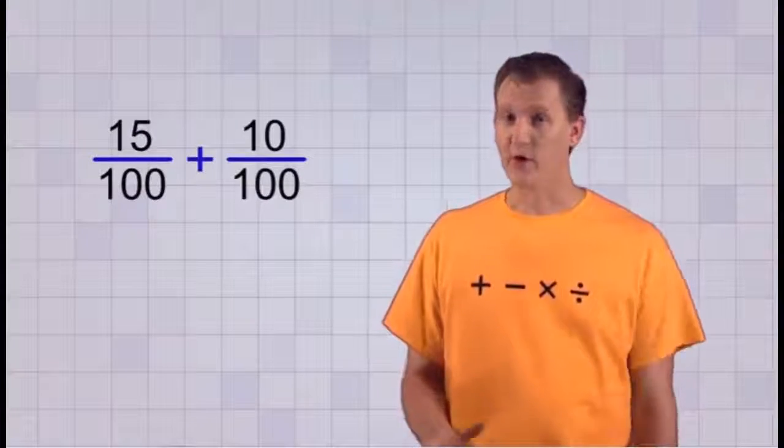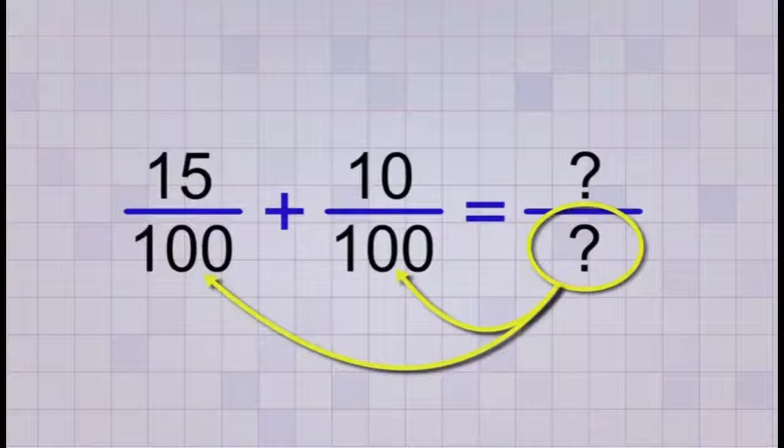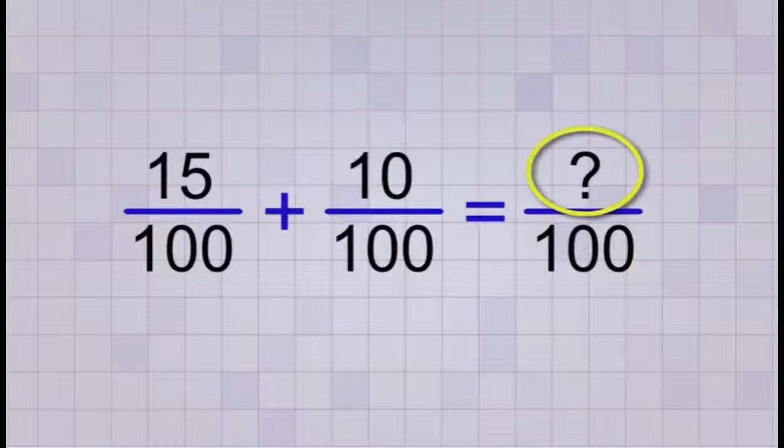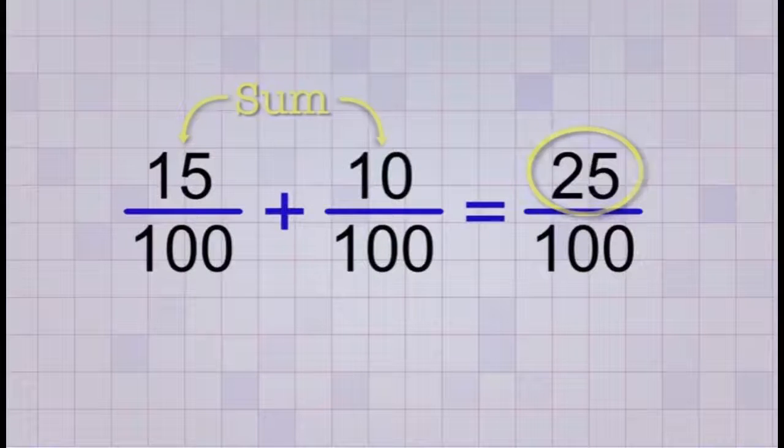First, let's write out the problem. Now, because we're adding fractions, we know that the answer will also be a fraction. The bottom number of our answer will be the same as the bottom number of the fractions we're adding, 100. And the top number of our answer will just be the sum of our top numbers, 15 plus 10, which equals 25. So as you can see, adding fractions with the same bottom numbers is easy when you know the procedure.